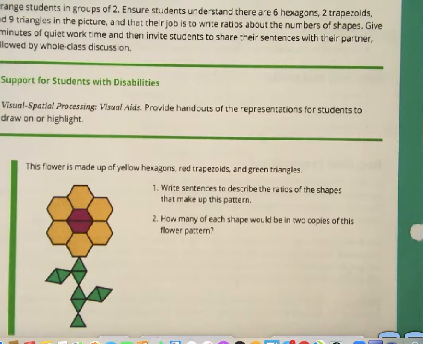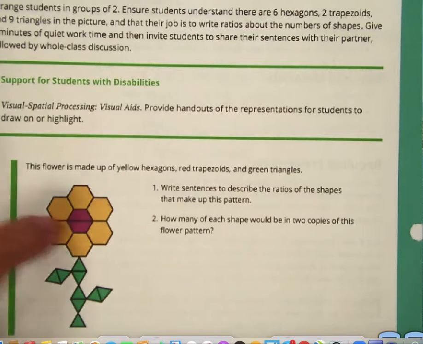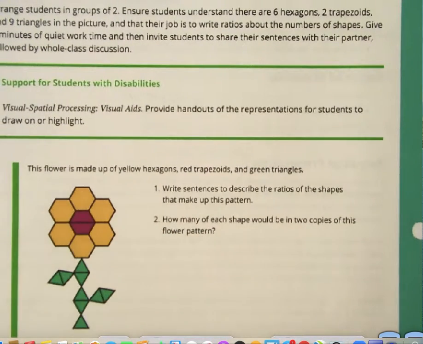Now, how many of each shape would be in 2 copies of this flower pattern? If I had this flower pattern duplicated, let's take the easy part first. Let's take the red trapezoids. If I started out with 2 and I have another shape over here, how many is that going to give me? Of course, it's going to give me 4.